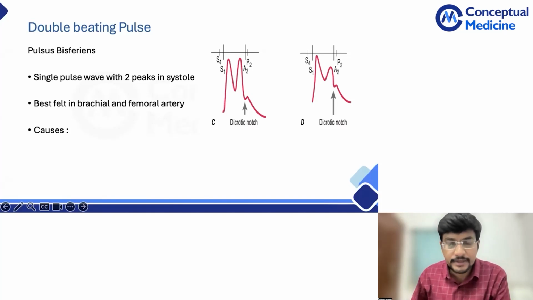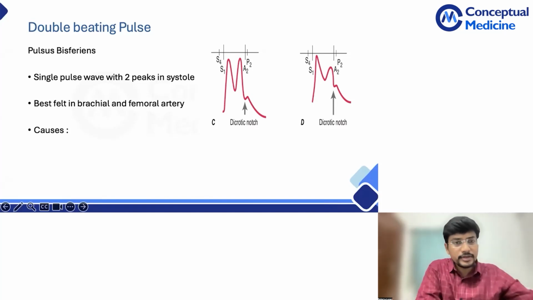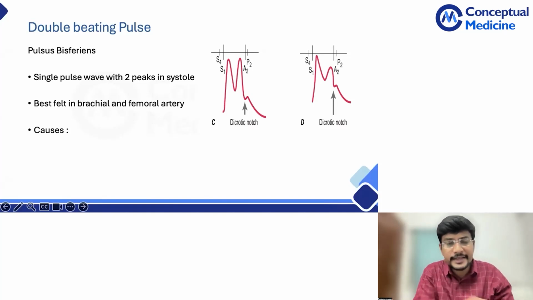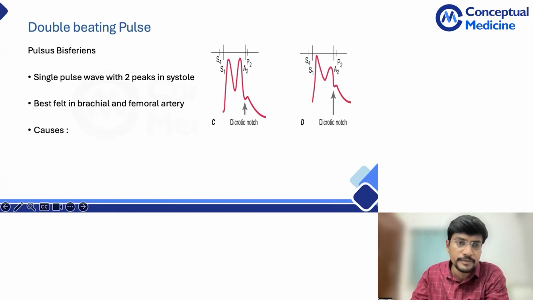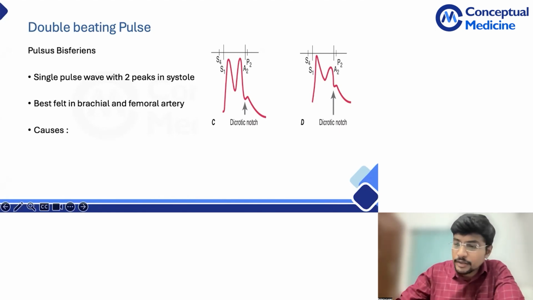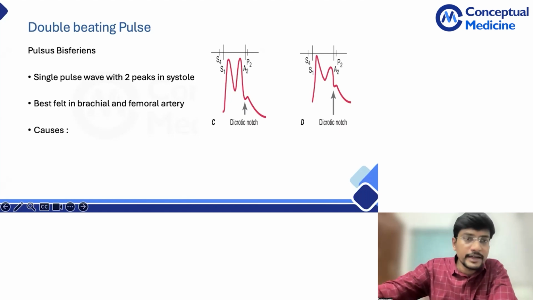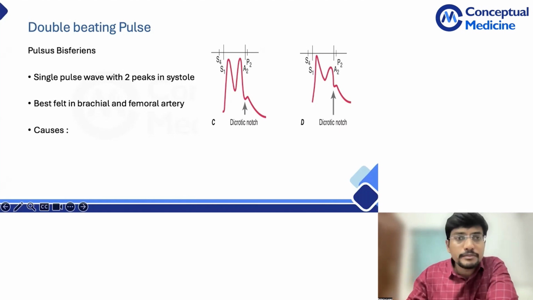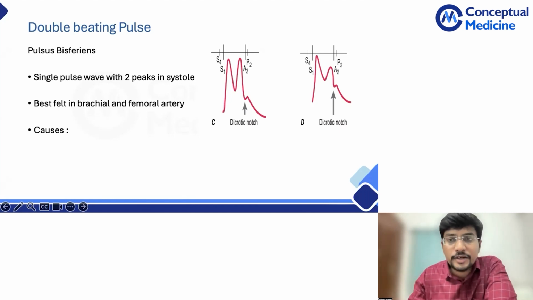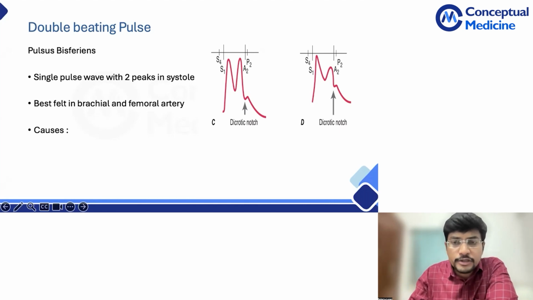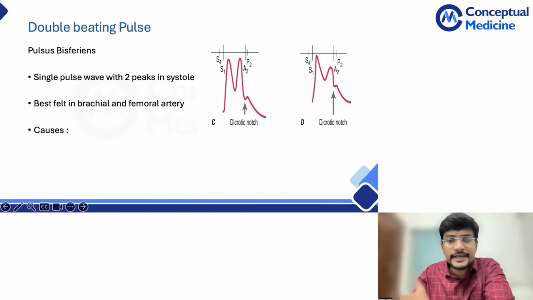Double beating pulse. The name itself gives you an explanation. It means there are two pulse waveforms in one beat. So what are the double beating pulses that you know of? Obviously people would have come across bisferiens pulse. That is one cause of double beating pulse. Then you would also have heard of dicrotic pulse. That is also a double beating pulse. Carotid is the best place to feel for this character.